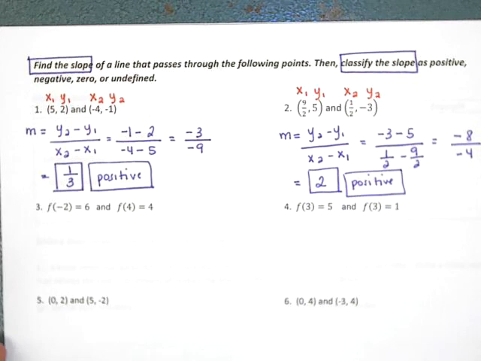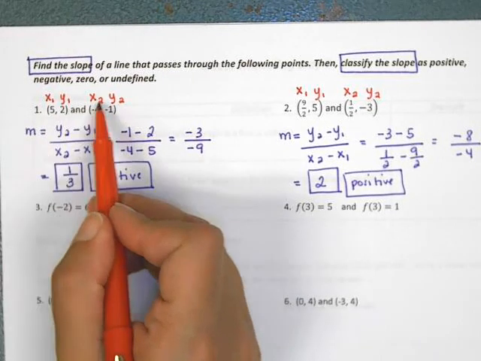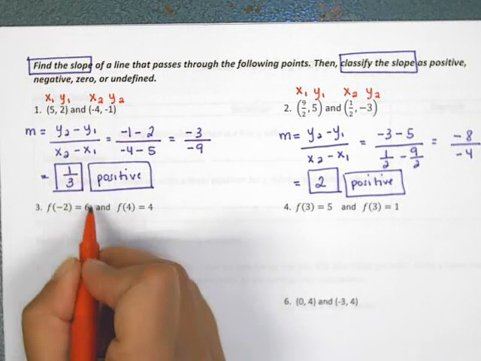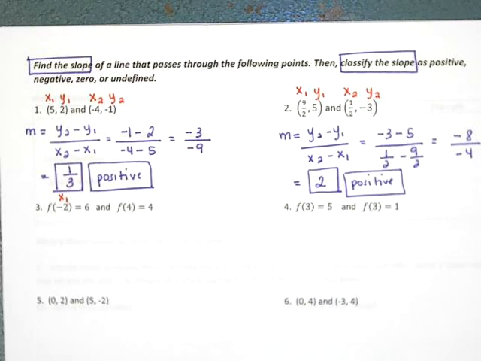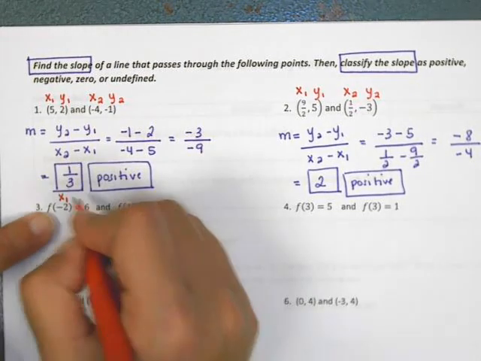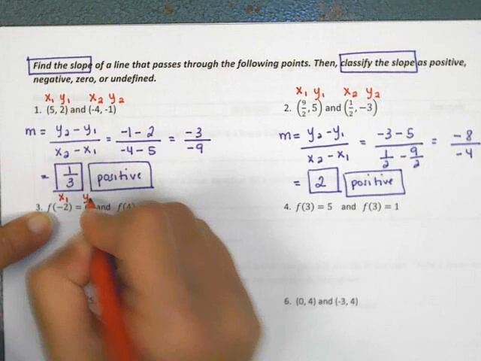Now problem number 3 looks a little bit different. The reason we wanted to show you problem number 3 here is because the notation is different, but the process is the same. Just like I labeled here x1, y1, x2, y2, when I look at function notation, the x is still the first number. It's the number inside of the parentheses. So I'm going to label x1. And the 6 would be y1.